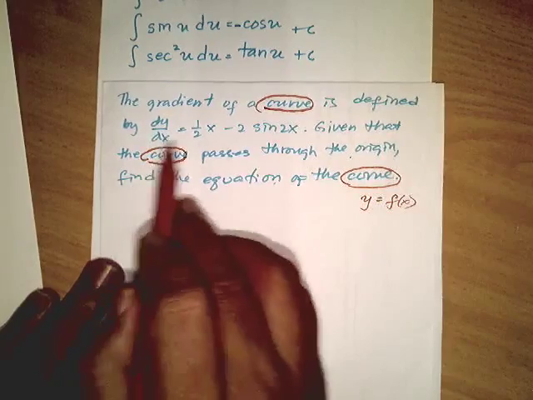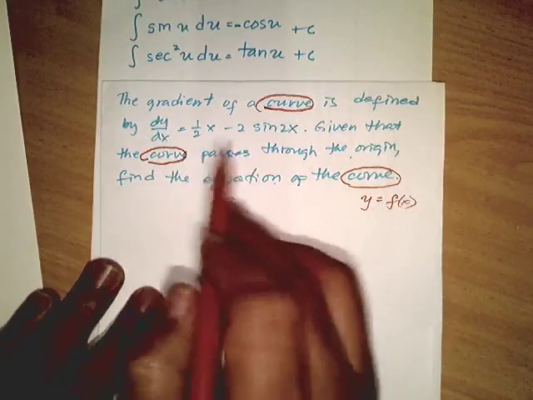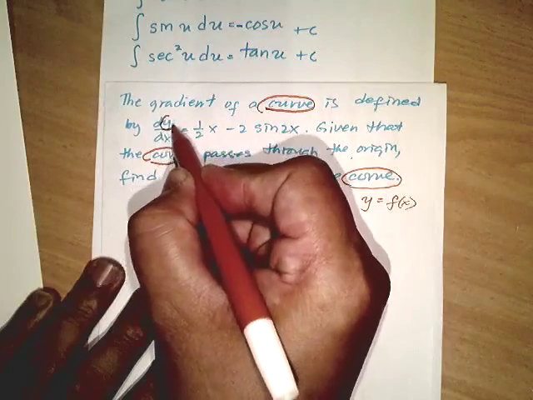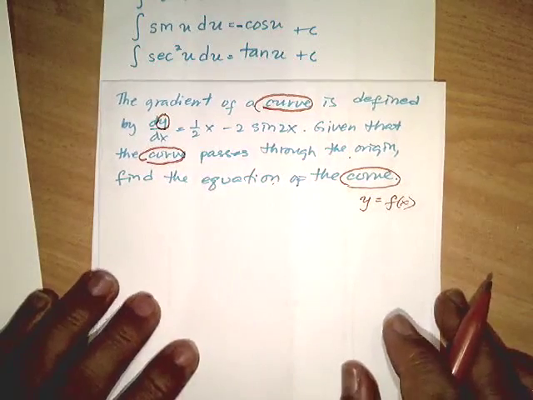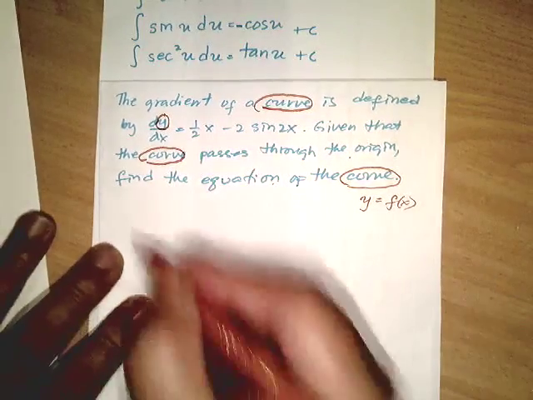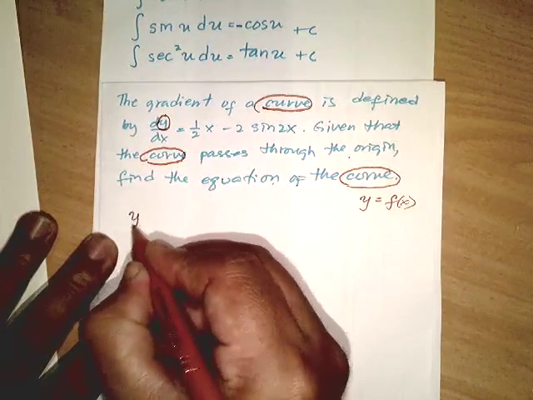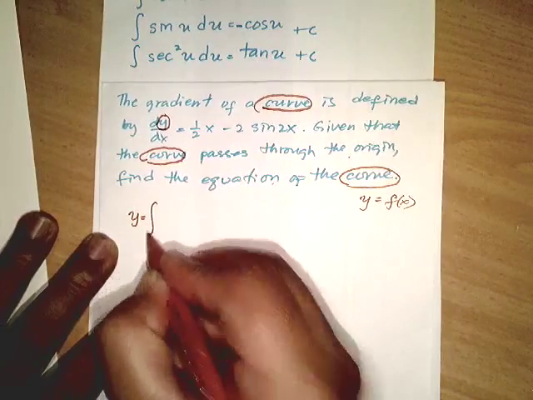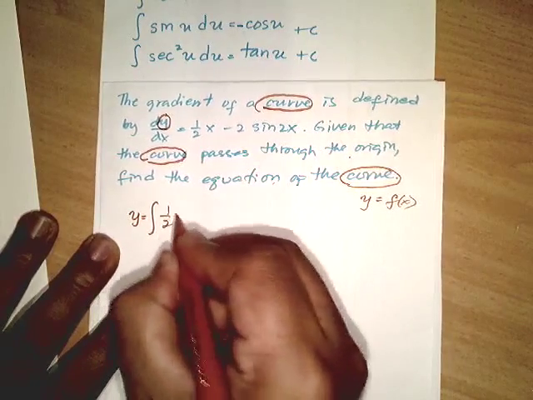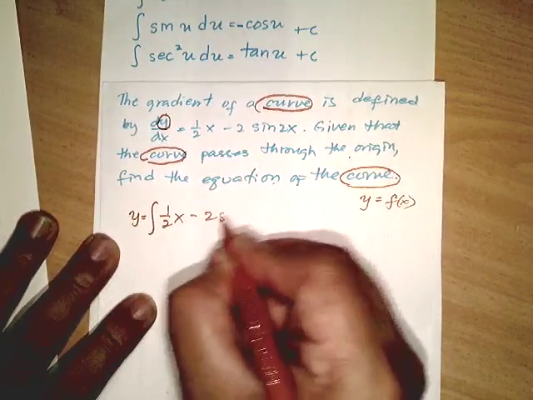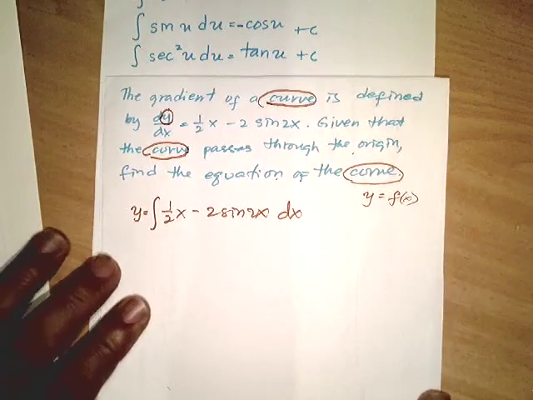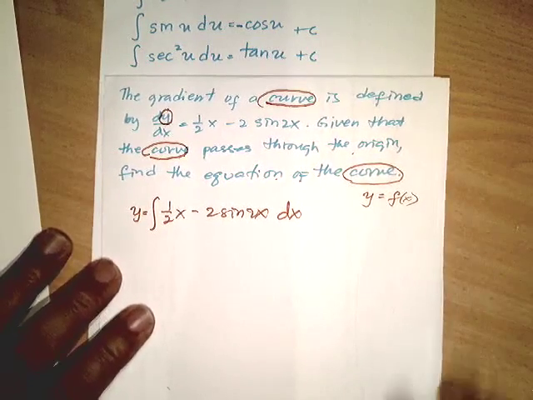And the gradient is given. So this y, what we're looking for, is this. For us to be able to find that, we need to take the integral of this. So y is equal to the integral of 1/2 x minus 2 sine 2x dx. So let's take a look at this integral.